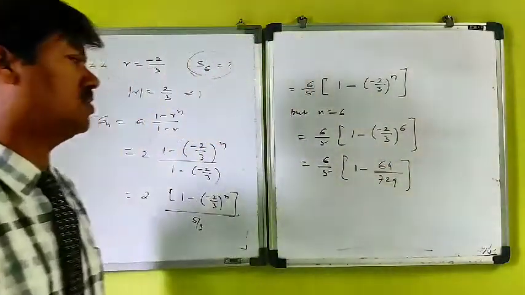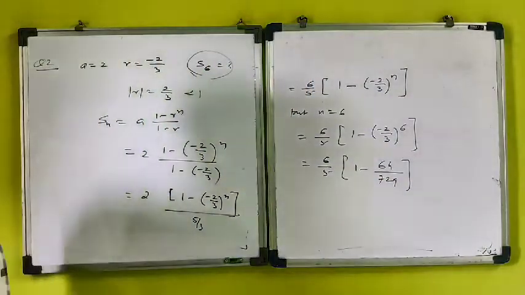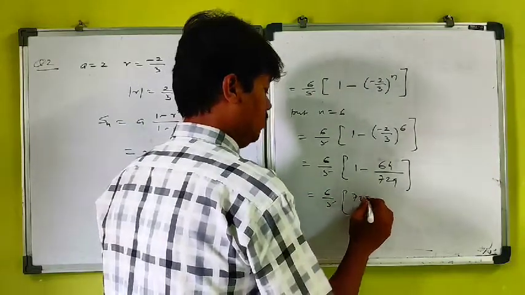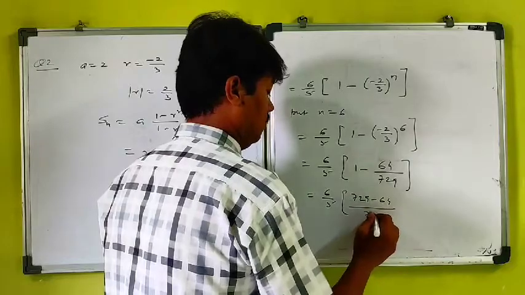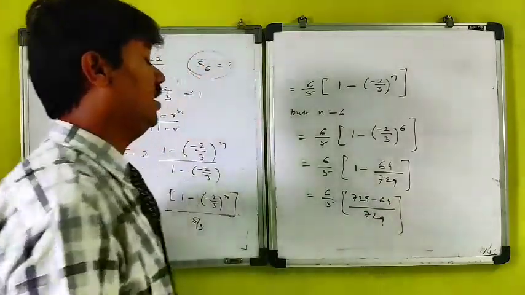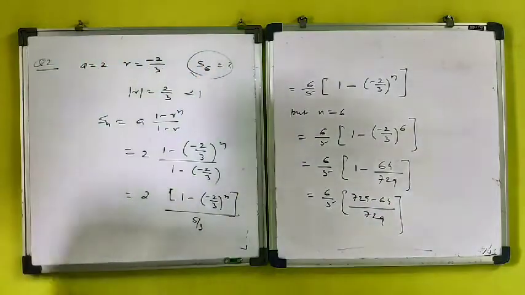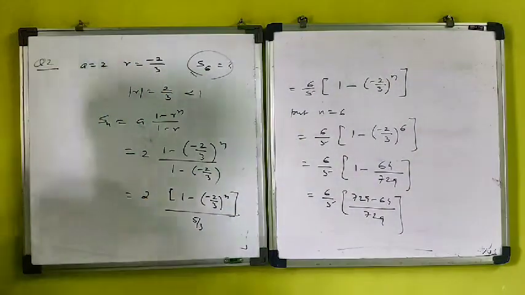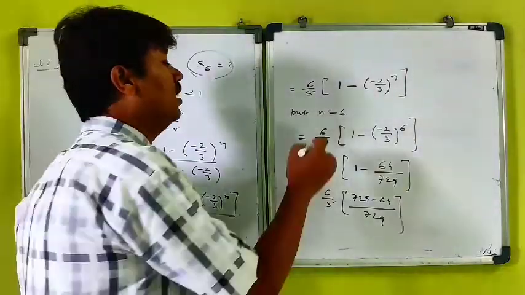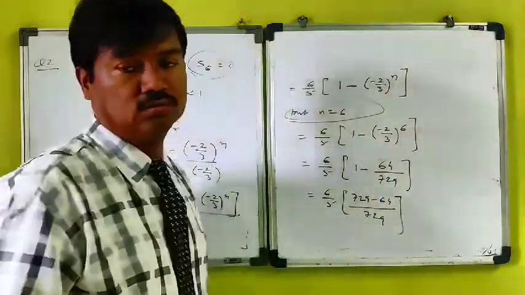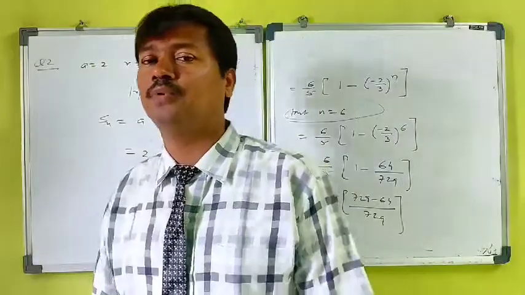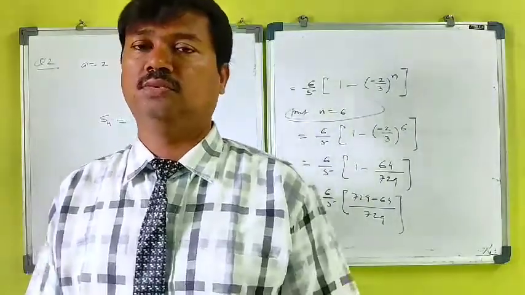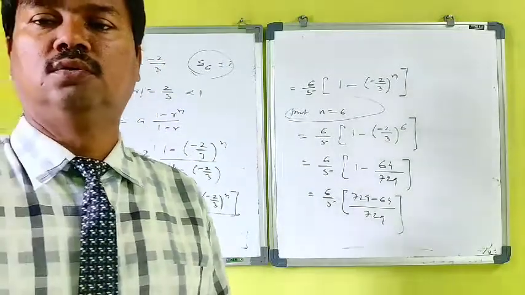See what is the calculation of this? It's very simple. You just calculate 729 minus 64. So 6 upon 5, 729 minus 64 upon 729, like this. And then you get the correct answer for this. So for this type of question, you just find the value in terms of n and then put whatever the required value of n is as given in the question. So that's it. That's the easy one.